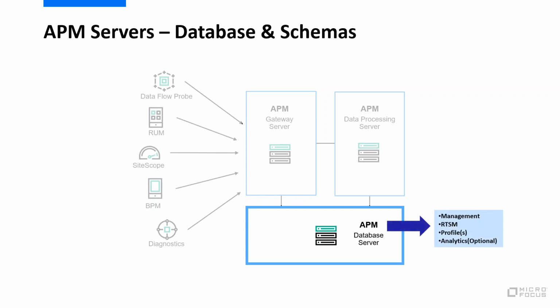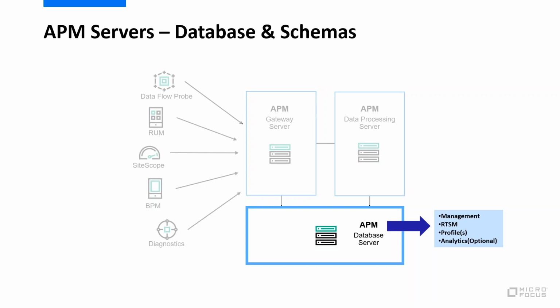As I said, we can have three databases, and we can have APM up and running. Those three necessary databases are management, RTSM, and profile. So management is responsible mainly for having the configurations for EUM and, as I said, RUM and BPM and SiteScope related configuration data will be available there.